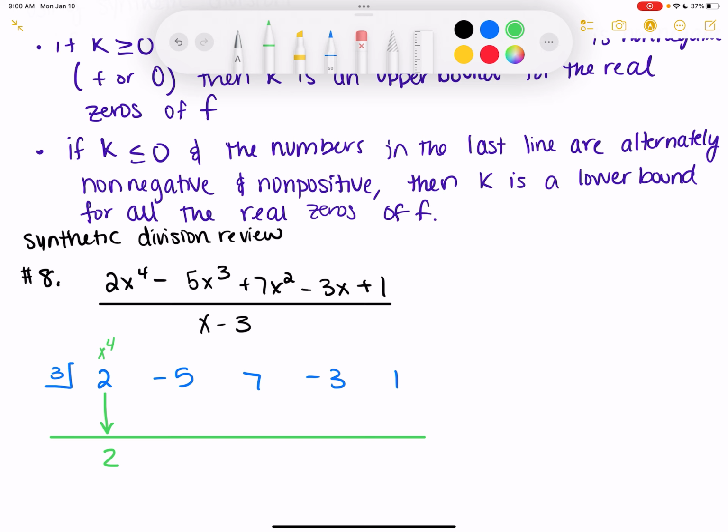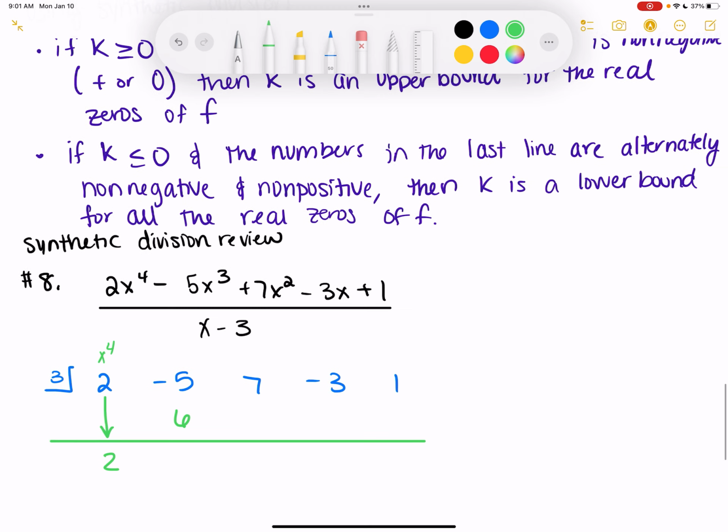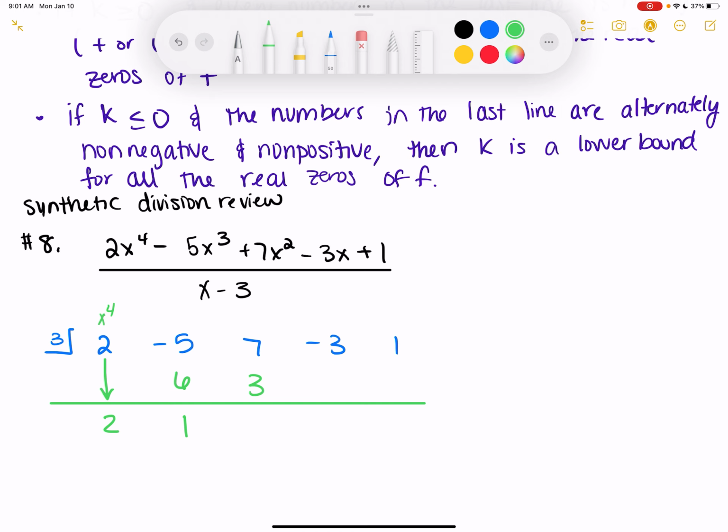Okay, then we multiply what's in the box by what's down here. So 3 times 2 is 6. Okay, and then we add these together or subtract them as the case may be. So that's 1 times 3. So put 3 there. Add them together, that's 10. 10 times 3, 30. Add those together, it's 27.